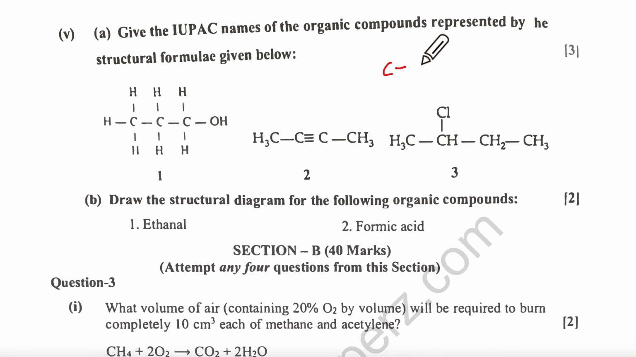Ethanal. Eth is 2 carbon. Aldehyde means CH double bond O single bond H. And this will be CH3. And then you have to write the name over here, ethanal.